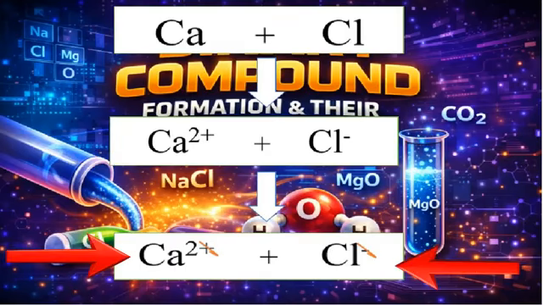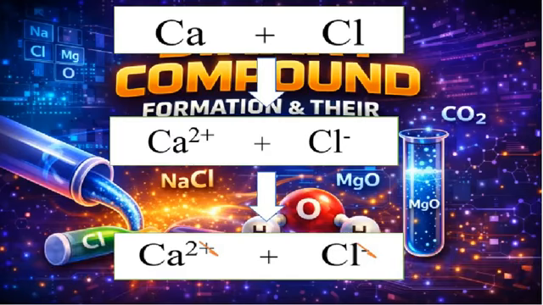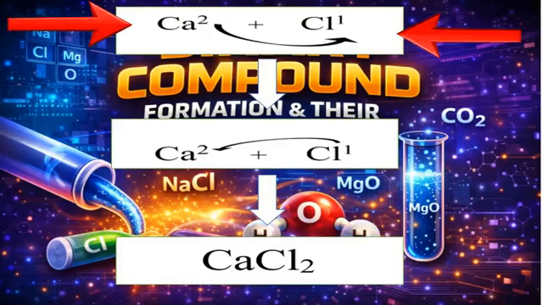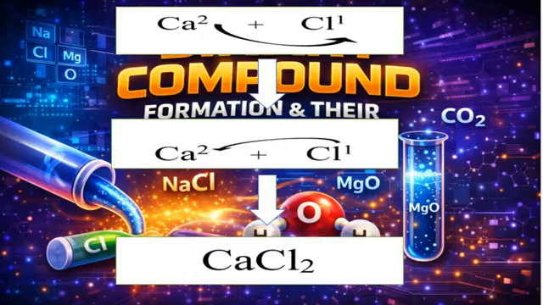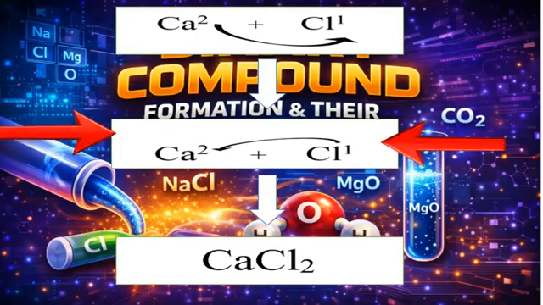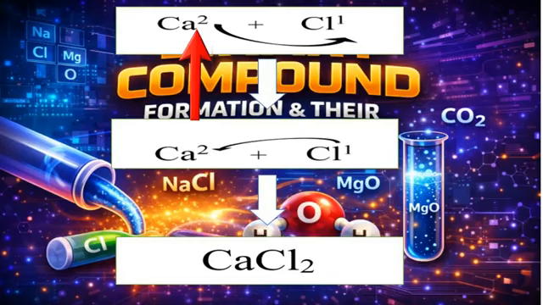Their positive and negative signs cancel out, and their superscripts exchange positions as subscripts. This means that the superscript 2 of Ca is written as a subscript in front of Cl, and the superscript 1 of Cl is also written as a subscript in front of Ca, but the 1 is not written in science. So if no number is in front of calcium or an element, it is considered that 1 is there.